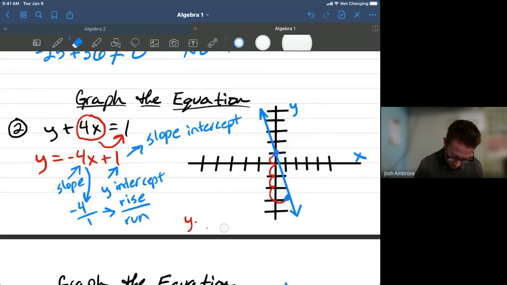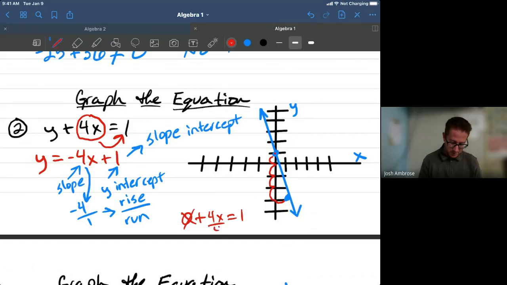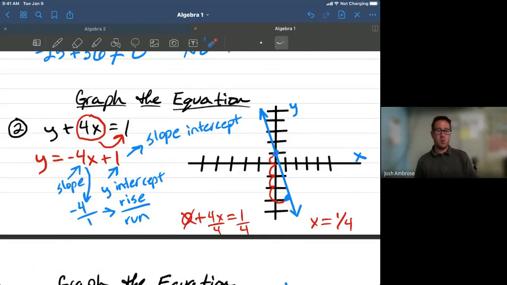Okay, now let's go back. Let's make y equal to 0. If we make it equal to 0, it would be 0 plus 4x equals 1. This would cross out. You would divide both sides by 4, and it would be x equals 1/4. And if you take a look right there, that actually is 1/4 on the x-axis. 1/4 right there on the x-axis. So we're crossing at that same point. So you can see both methods will work.